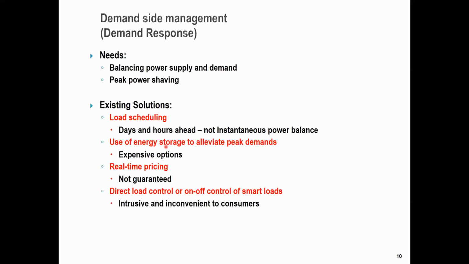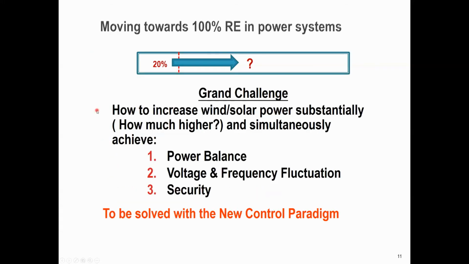They can use energy storage to reduce the peak power, but energy storage is not cheap. It is a fairly expensive option. They can use real-time pricing, but it is not guaranteed because on a hot summer day, people will still turn on the air conditioning. The power company can turn off electrical appliances, but it is an intrusive and inconvenient solution. Now, when some countries are talking about using 100% renewable energy, we need to ask the question, what technology do we need to achieve this power balance and to reduce voltage and frequency fluctuation?